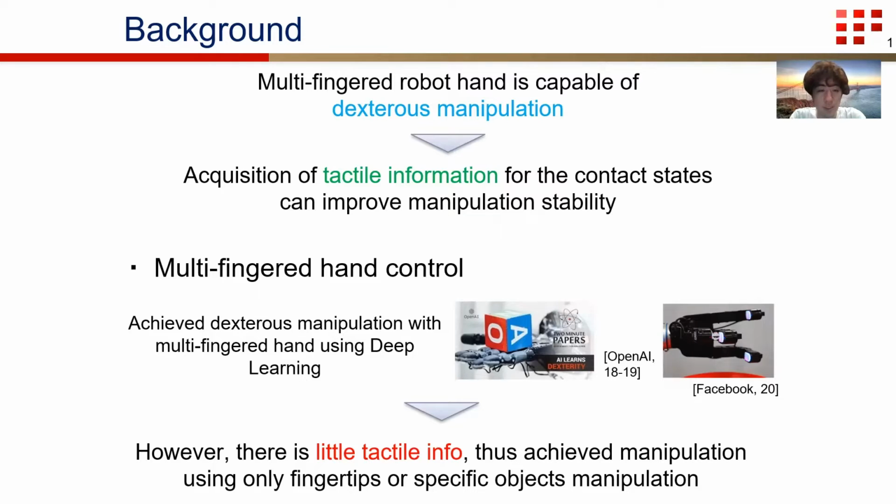So when we see the previous research on multi-fingered hand control, some studies achieved dexterous manipulation by using deep learning, but there is little tactile information, like this one. This research doesn't use tactile information, or this one uses it only for fingertips. So the achieved manipulation is limited, or the object was specific for the manipulation.